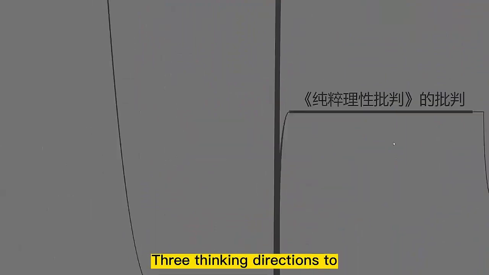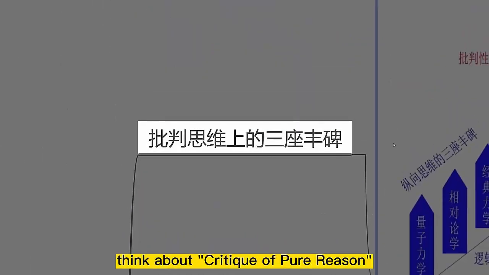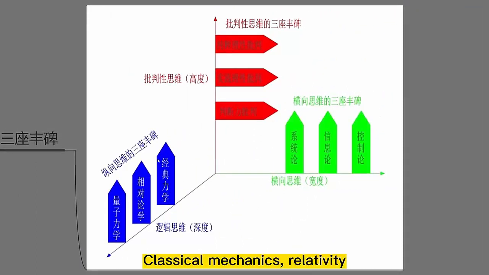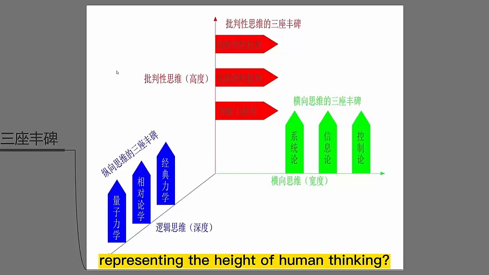Chapter 11: 3 Thinking Directions to Think About Critique of Pure Reason. Classical mechanics, relativity, and quantum mechanics are the 3 monuments of logical thinking, representing the depth of human intelligence. Cybernetics, information theory, and systems theory are the 3 monuments of lateral thinking, representing the breadth of human thinking. So are Kant's Critique of Pure Reason, Critique of Practical Reason, and Critique of Judgment 3 monuments of critical thinking, representing the height of human thinking.